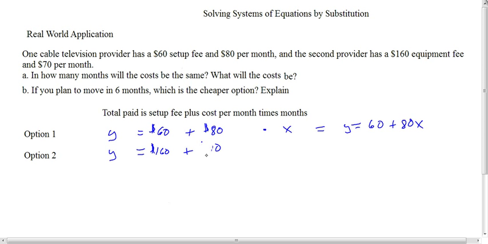So that will be $70 times X. And again, that equation will be Y is equal to 160 plus 70x. Now again, you can use the commutative property and switch these around. That's completely up to you here. Alright, so we have our system.